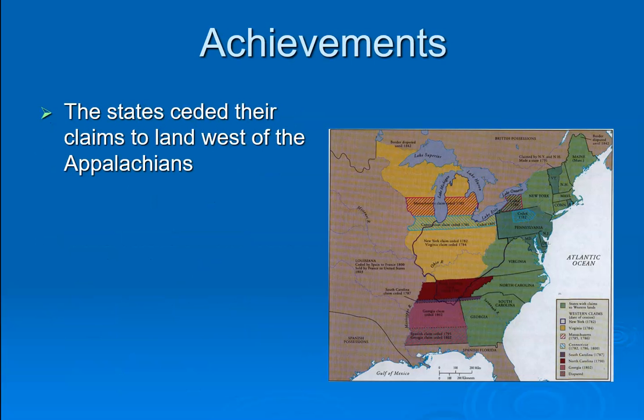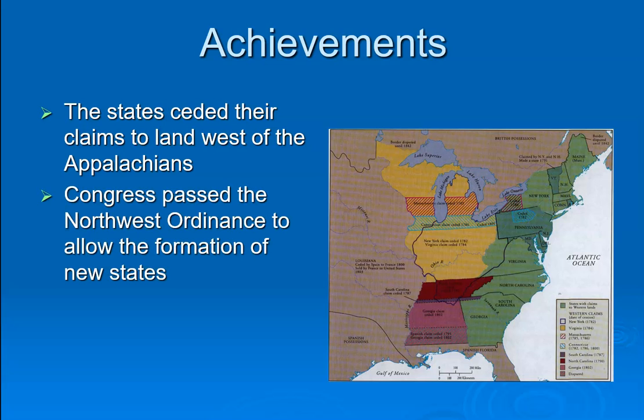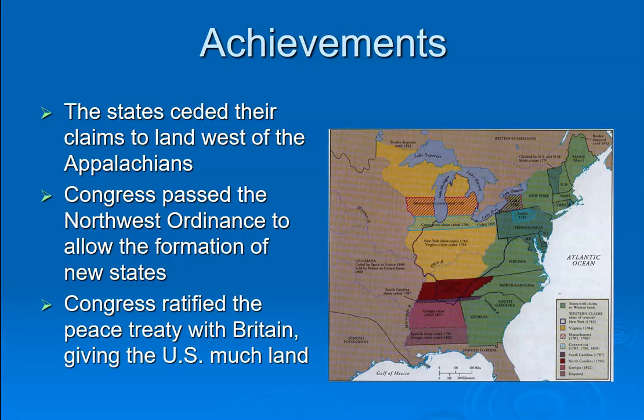In spite of all this, they actually had some achievements under the Articles of Confederation. The states ceded their claims to lands west of the Appalachians, which allowed for the formation of new states once Congress passed the Northwest Ordinance. And Congress was able to ratify the peace treaty with Britain, which gave the United States the land that you actually see here all the way up to the Mississippi River.